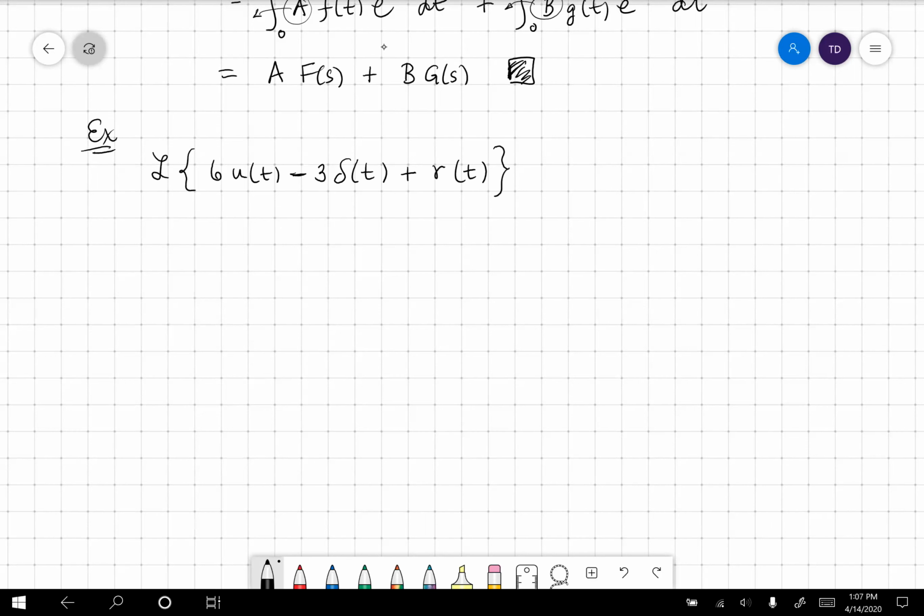So what's the Laplace transform of 6u of t minus 3 delta of t plus r of t? I've expanded this. This had 2 of them in there. Now I have 3 functions. But you can expand into 4, 5, 6, 7, 8, 9, and an infinite number of functions. So it's the Laplace transform of 6u of t. So that's 6 over s minus 3 times the Laplace transform of delta of t, which is 3 times 1, 3, plus the Laplace transform of r of t. Laplace transform of r of t is 1 over s squared.